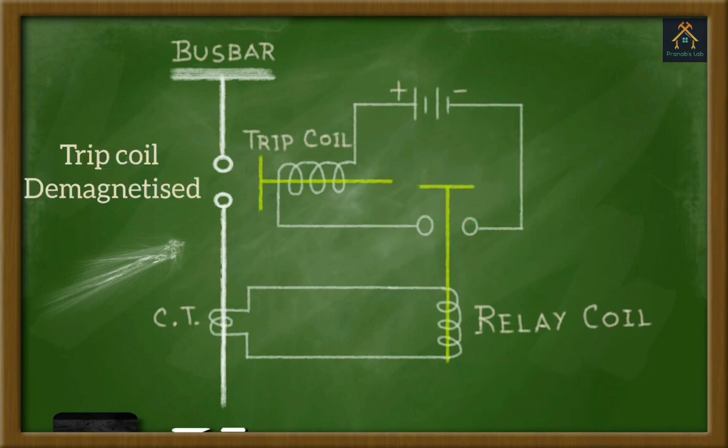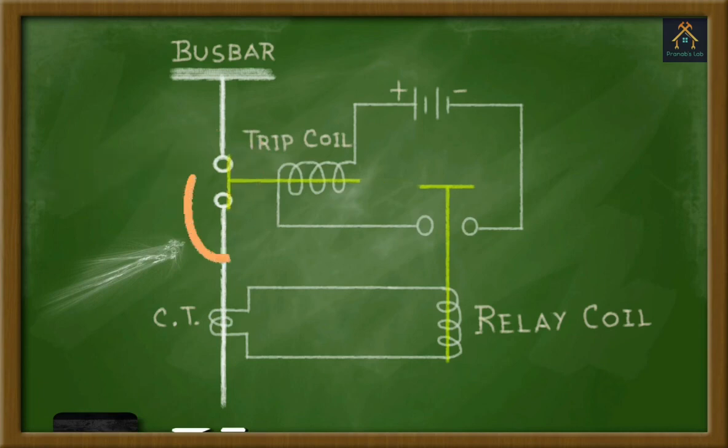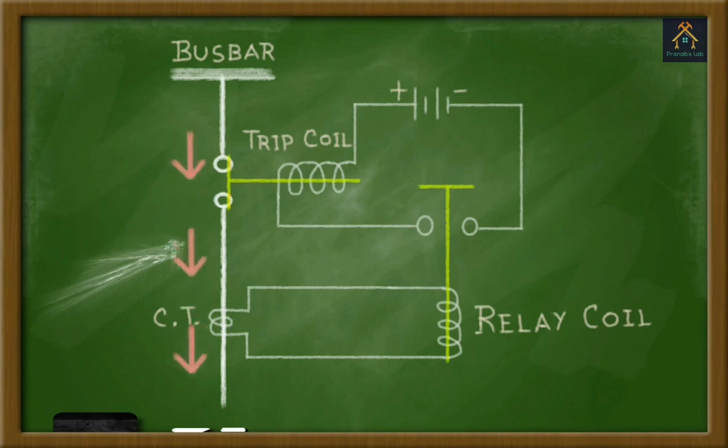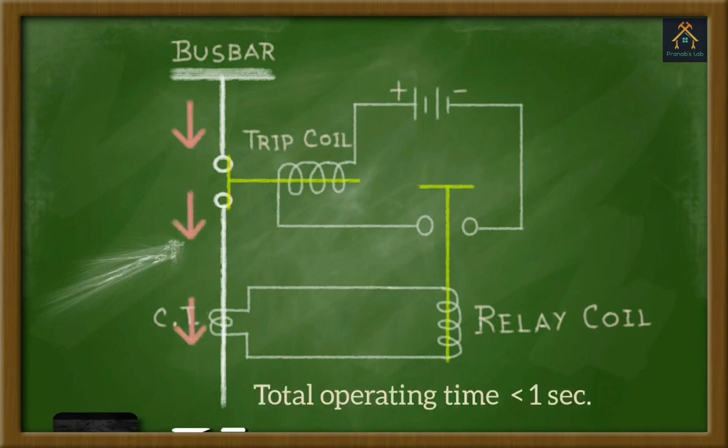Then no current flows through the trip circuit and the trip coil is de-energized and the trip coil plunger is released, and the circuit breaker is in closed condition. Now you can see the main line is closed and normal current is flowing from the bus bar. From fault sensing by the CT to operation of the circuit breaker, it requires less than 1 second time for operation of the whole process.